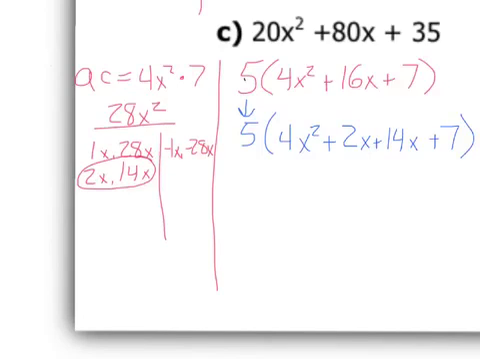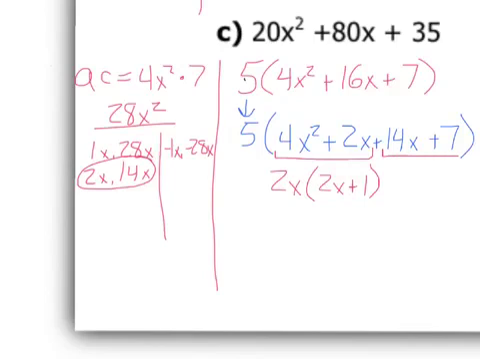All I do is group on the inside, right? 5 just keeps coming down. It never changes. It's just going to stay there. So now I group with the 4 terms that are inside. So out of 4x squared and 2x, I can bring out a 2 and an x. 4x squared divided by 2x is 2x. 2x divided by 2x is plus 1.